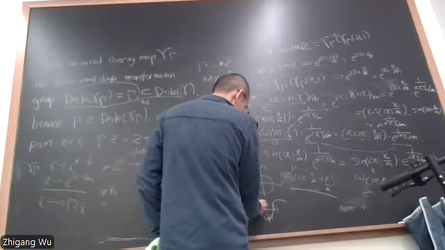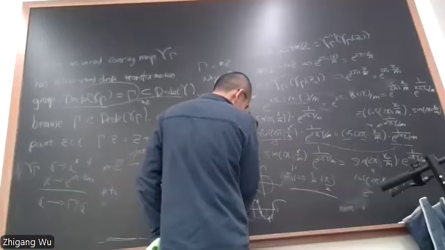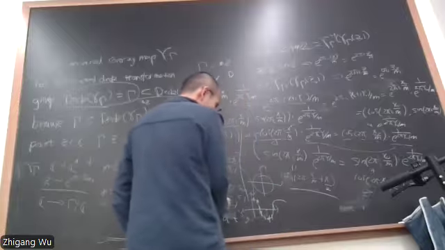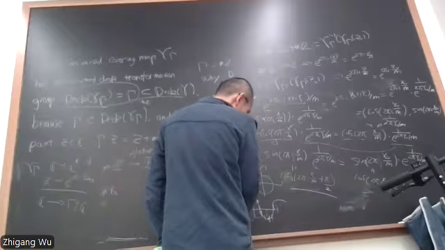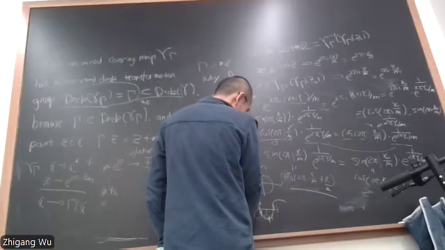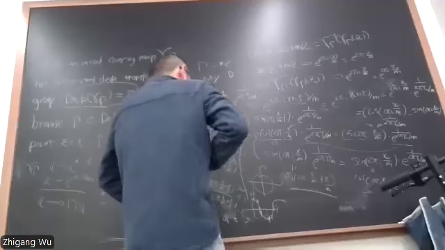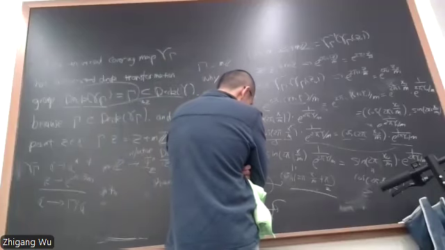So what happens if you start here? This will be zero, and this will be zero. And so what about zero?